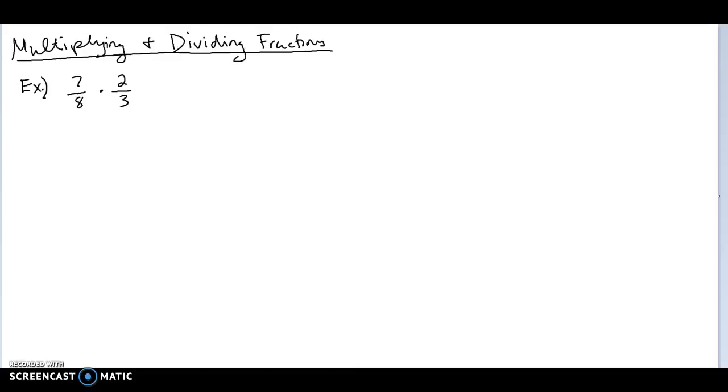7 and 3, even though it's diagonal, it's still top to bottom. That doesn't really work out for us either, but that 2 and that 8, I know that 2 and 8 are both divisible by 2. So I'm going to go ahead and do that. 2 divided by 2 is a 1. 8 divided by 2 is a 4. My hope is now that I have reduced this as low as it's going to go, and I should be able to multiply straight across and end up with something completely reduced. So 7 times 1 is 7, and 4 times 3 is 12. And we know that's reduced because the only thing that goes into both of them is 1.